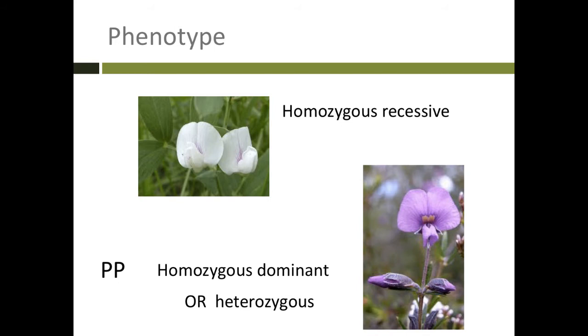A plant that is heterozygous will have one dominant purple allele and one recessive allele. It is represented by the genotype big P, little p. And a plant that is homozygous recessive has two recessive alleles and will have the genotype little p, little p. Note that the white allele isn't named with a W because it's recessive. It's named with a small p.